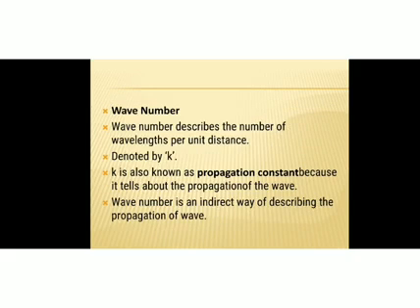Now what is wave number? In the wave equation you had already seen this term k. k is known as wave number or propagation constant, and this wave number describes the number of wavelengths per unit distance. So in a particular distance, how many wavelengths have been covered, that is denoted by k. Okay, and it is a propagation constant because it tells us about the propagation of the wave, an indirect way of describing the propagation of a wave.